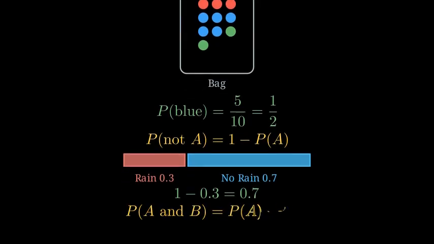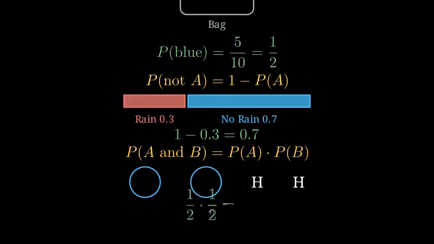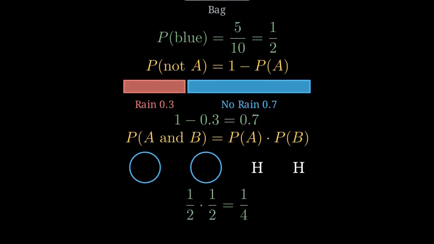Part 3. Independent events. For independent events, multiply probabilities. Example, flip a coin twice. The probability of 2 heads is 1/2 times 1/2, which is 1/4.